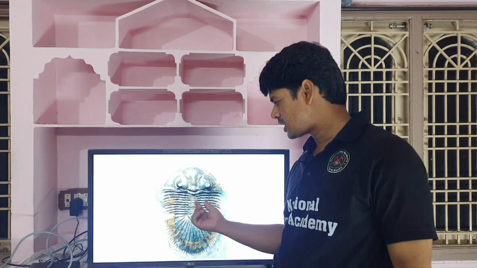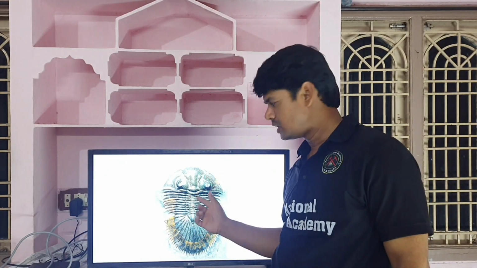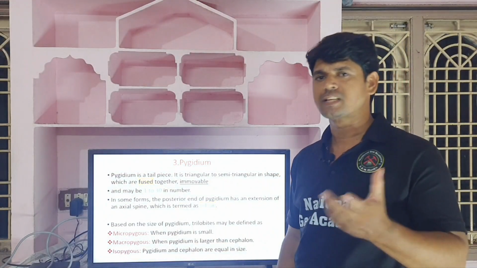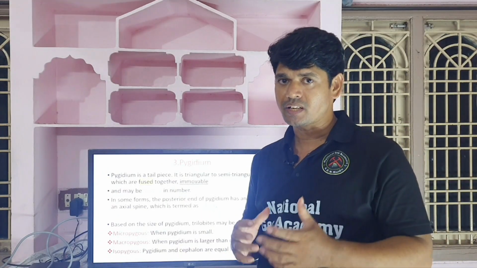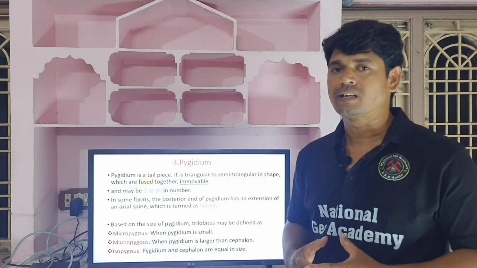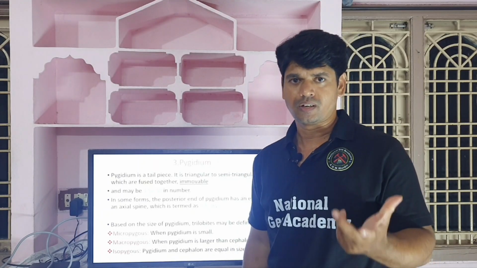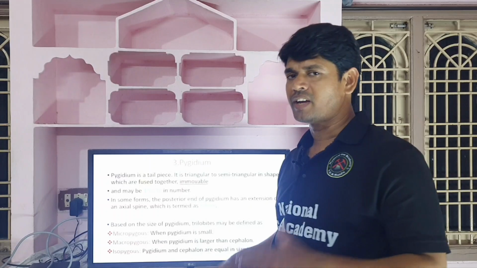In the thorax, the central portion of each segment is the axial lobe. Either side of the axial lobe we call the pleural lobe. This one is the axial lobe, these are the pleural lobes. Then the next one is the pygidium or tailpiece. It is triangular or semi-triangular in shape. In the pygidium, segments are fused together, so they are immovable. These segments may be 1 to 30 in number. Some trilobites contain 15, some 17, some 25. It varies from trilobite to trilobite.